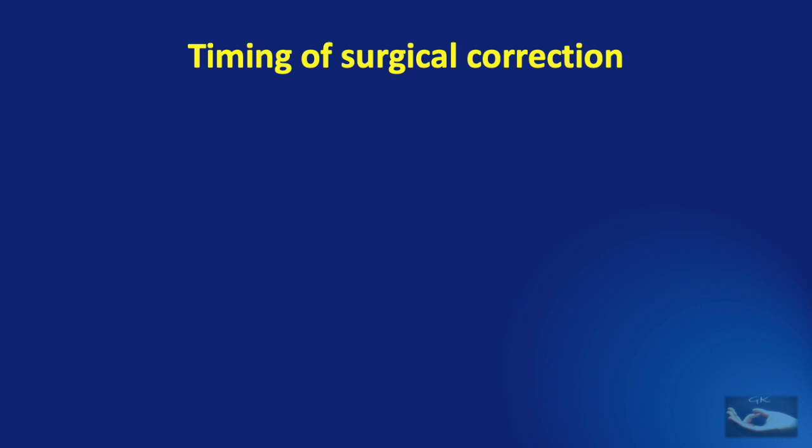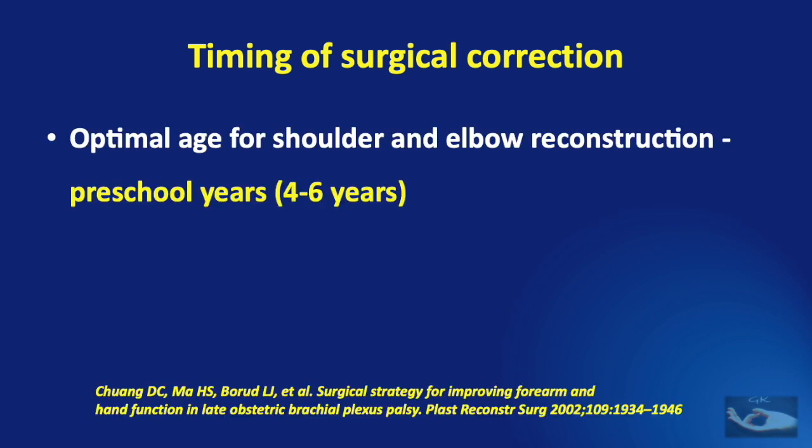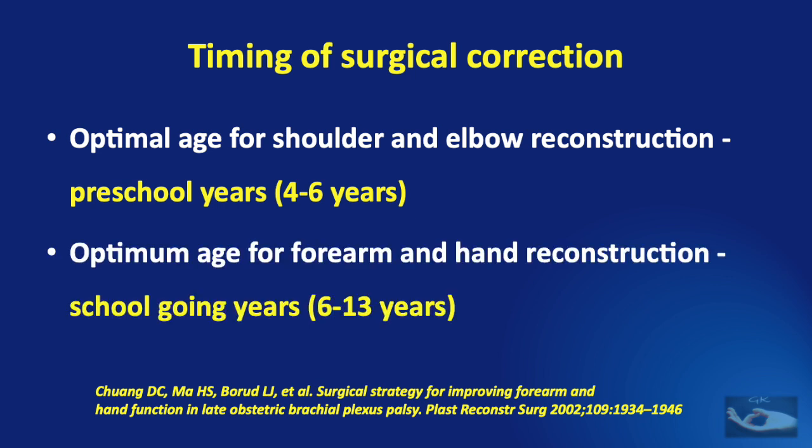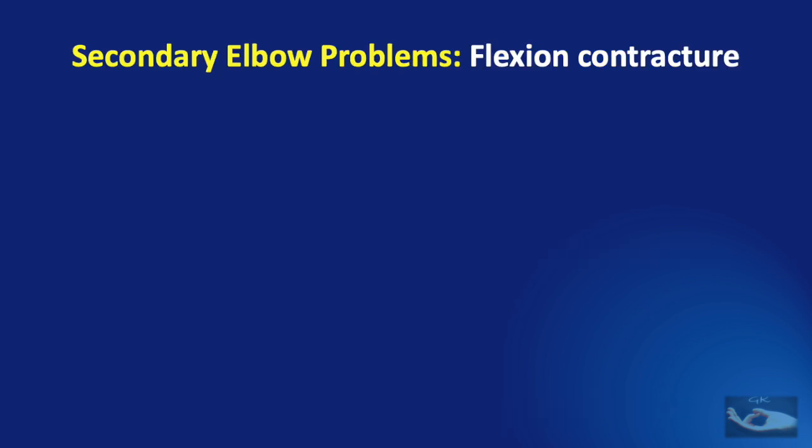Studies have shown that the optimal age for surgical correction of these problems would be the preschool years for shoulder and elbow reconstruction, and the school going years of 6 to 13 years for forearm and hand reconstruction procedures. Let us first consider the management of secondary problems of the elbow, the most important of which is the flexion contracture. The details of this problem can be seen in the video that I have uploaded earlier.